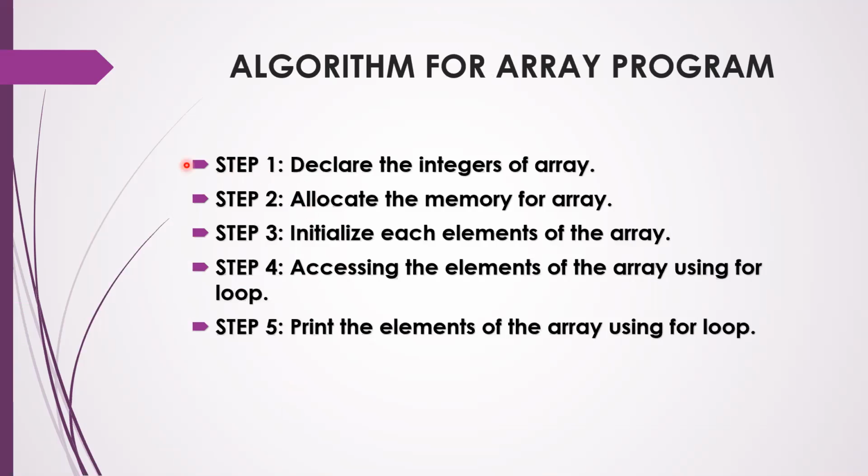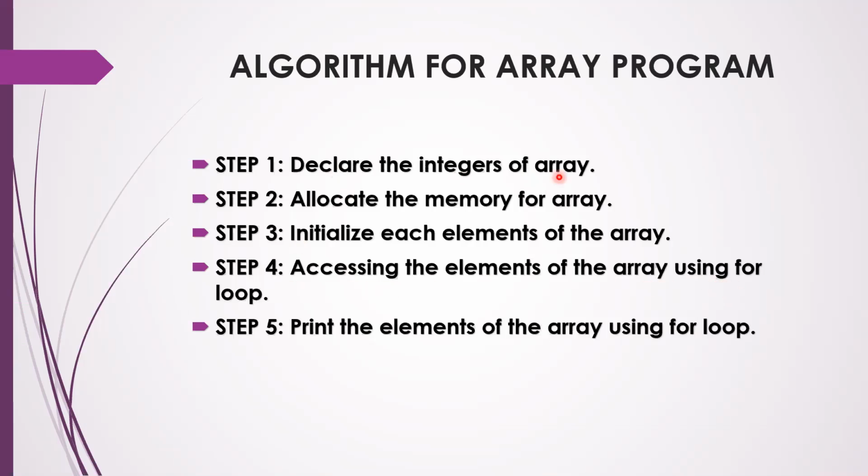I'm discussing it now. Step 1, we have to declare the integers of array. We have to follow the 5 properties of an algorithm. It has to have unambiguous instructions, so each step is a specific step and does not overlap with any other step. And it should be independent of any programming language syntax, so I don't have any Java keywords here. Everything is simple English. Declare the integers of array, allocate the memory for array. Step 3 is to initialize each element of the array, and step 4 is accessing the elements of the array using for loop.